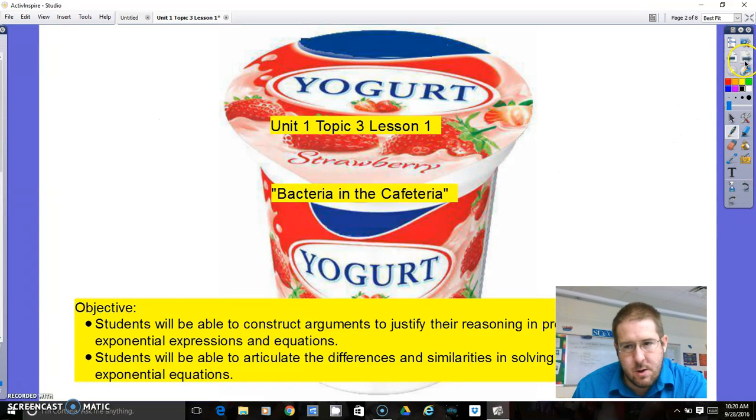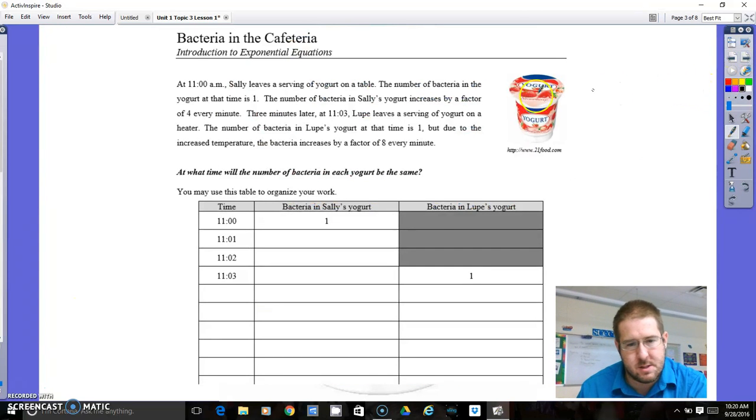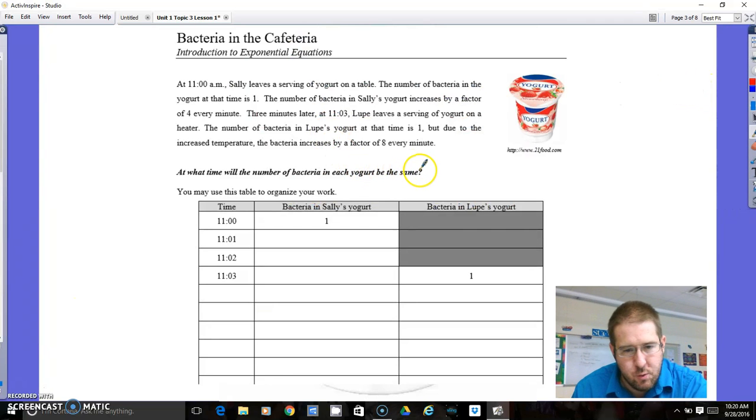All right. So this lesson is an introduction to exponents and seeing how exponents, even though they have different bases, can be the exact same thing. In this story, Sally has 1 bacteria at 11 o'clock, and hers is doubling, if I'm not mistaken. I can re-look at this. I think hers is doubling every minute. Okay, the number of Sally's bacteria grows by a factor of 4. Okay, so it's 4, not double. So that means she goes from 1 to 4 to 16 to 64.